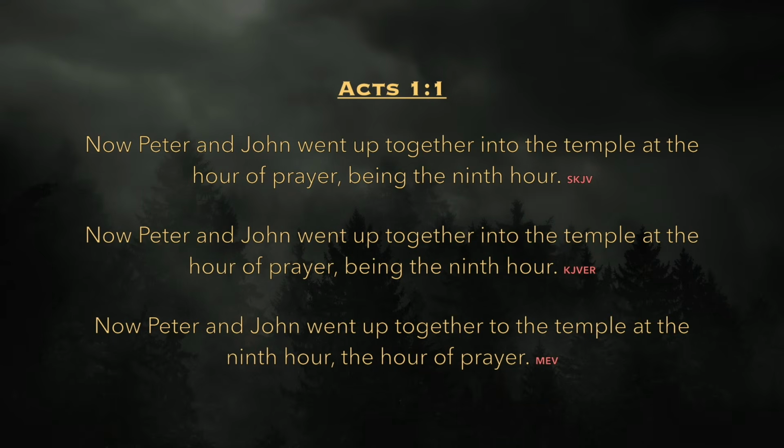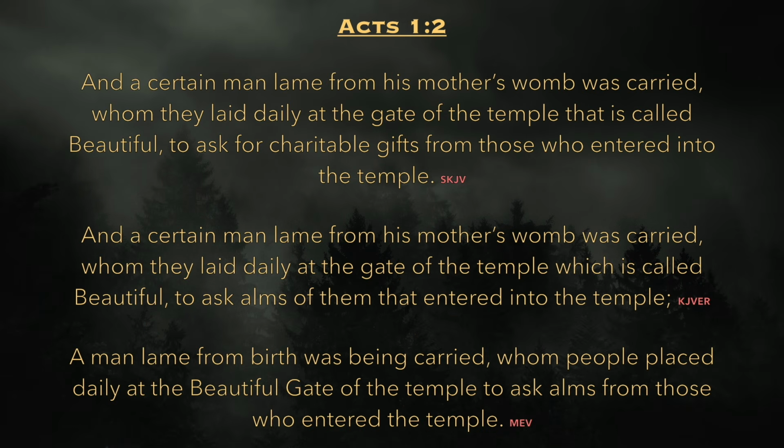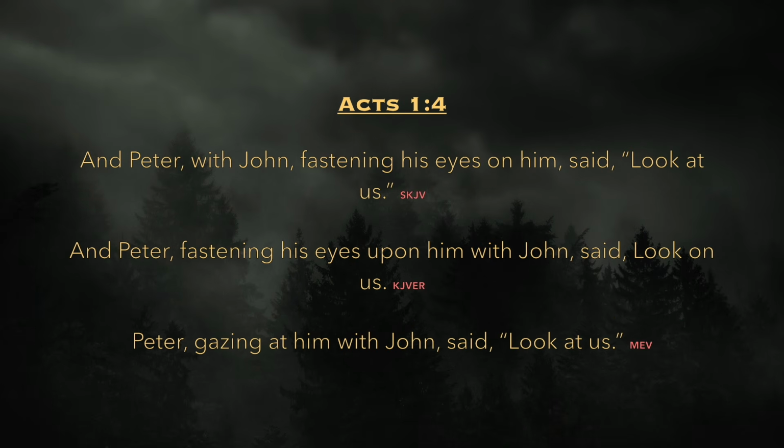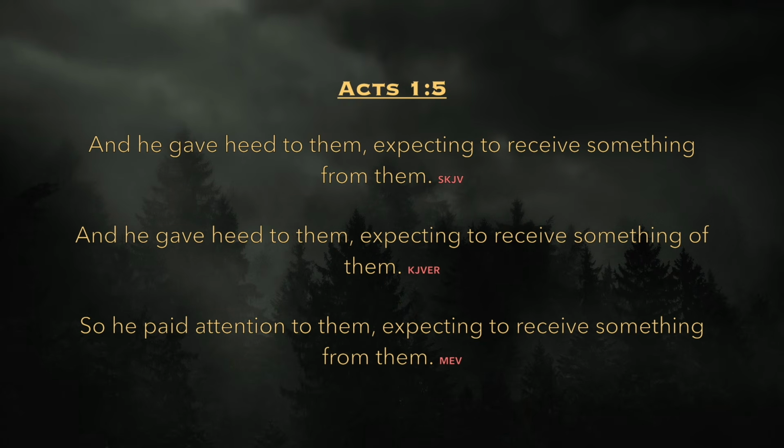Now Peter and John went up together into the temple at the hour of prayer, being the 9th hour. And a certain man, lame from his mother's womb, was carried, whom they laid daily at the gate of the temple, which is called Beautiful, to ask alms of them that entered into the temple. Who, seeing Peter and John about to go into the temple, asked an alms. And Peter, fastening his eyes upon him with John, said, Look on us. And he gave heed unto them, expecting to receive something of them.